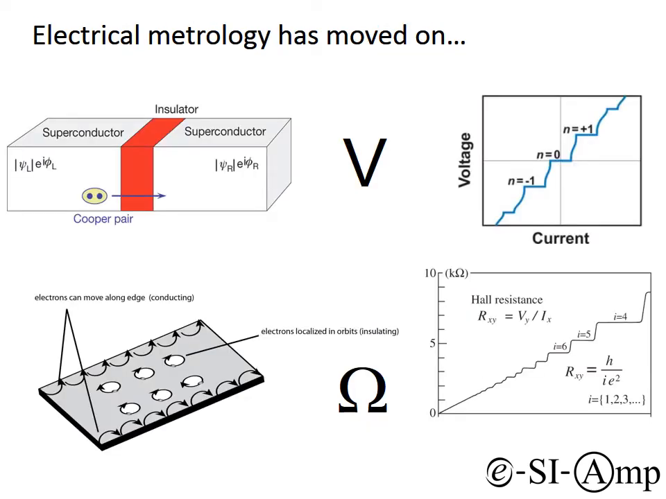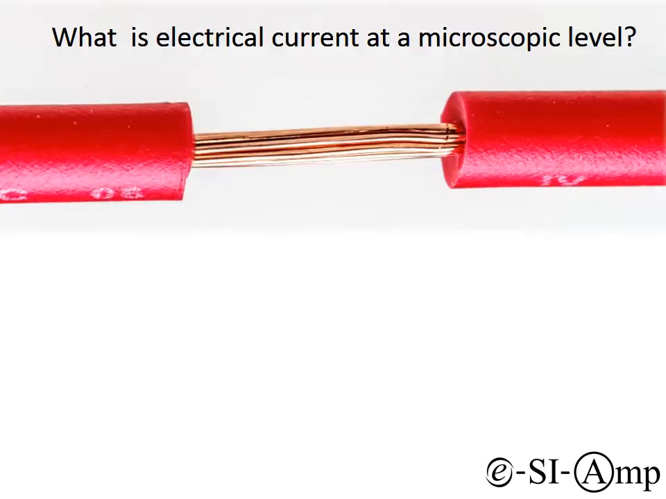Research in solid-state physics has provided us with quantum mechanical effects, which enable voltage and resistance standards to be found which are very reproducible, and these do not rely on mechanical experiments. Electrical metrology has moved on, but the definition of the ampere has not. Now, to help with our definition of the ampere, we should consider what electrical current really is at a more microscopic level.